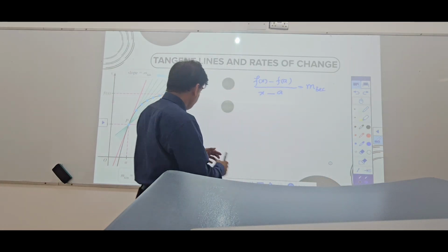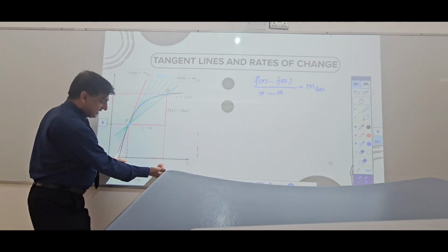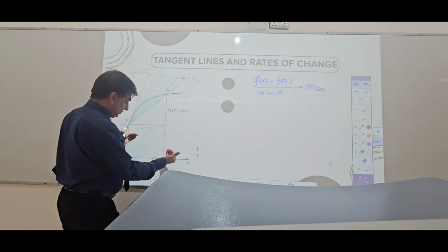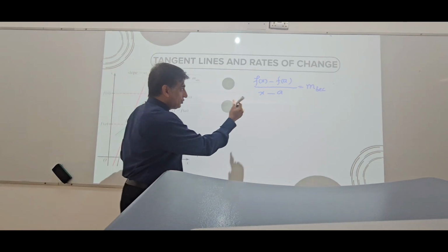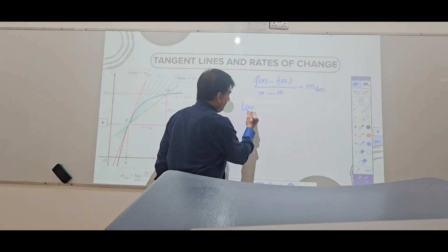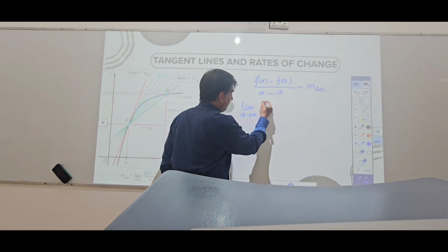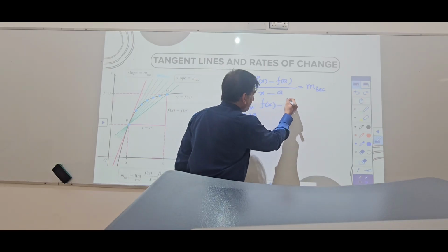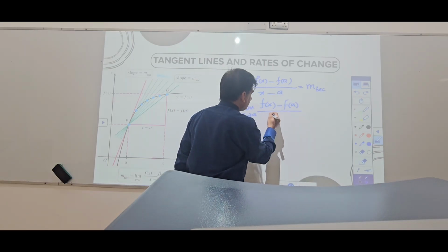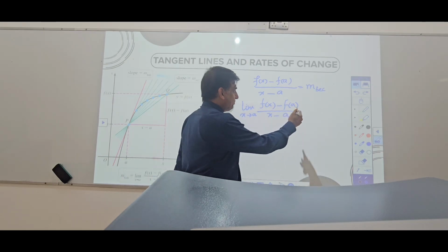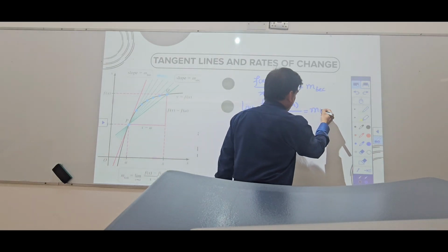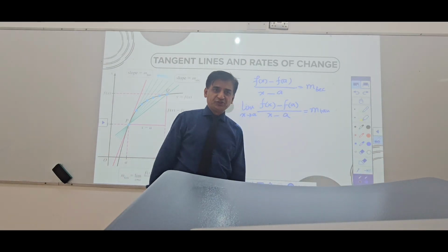However, I just told you, when we start moving this x towards a, this secant line becomes the tangent line. So look, if I take the limit as x approaches a, the same thing, which was the average rate of change, has now become the instantaneous rate of change, which means this is now the slope of the tangent line.